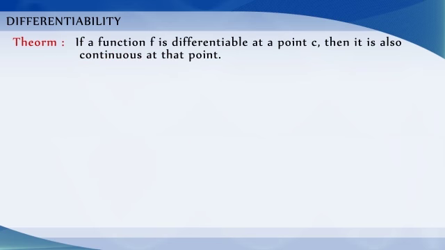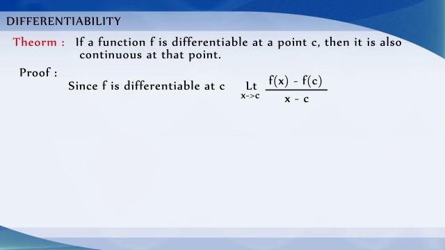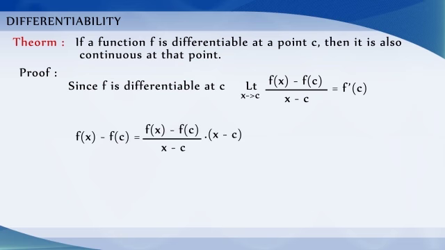If a function f is differentiable at a point c, then it is also continuous at that point. Let us prove this theorem. Since f is differentiable at c, we have limit x approaches c, f of x minus f of c by x minus c is equal to f dash of c. Now, f of x minus f of c can be written as f of x minus f of c divided by x minus c into x minus c, provided x is not equal to c.